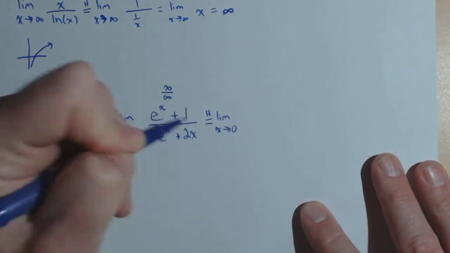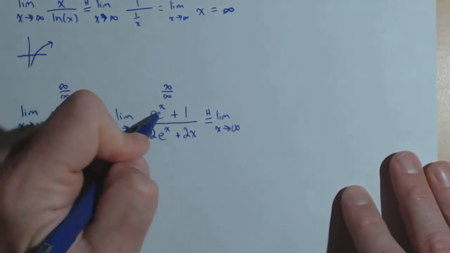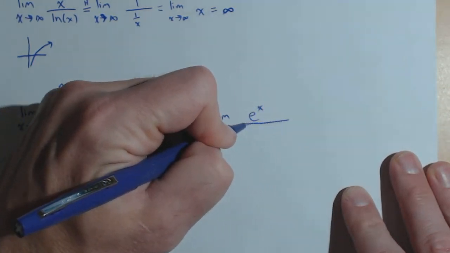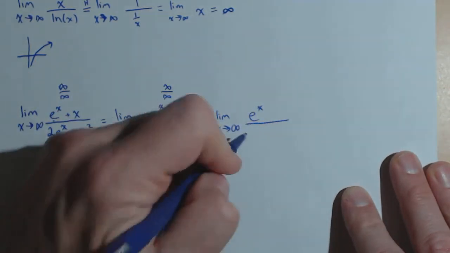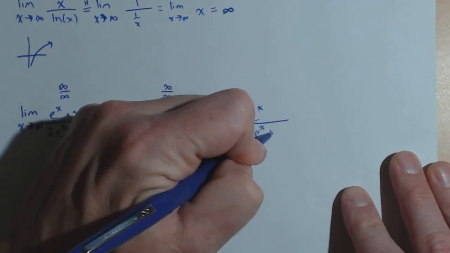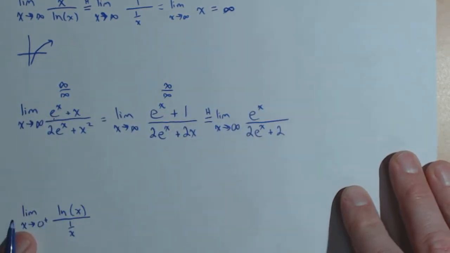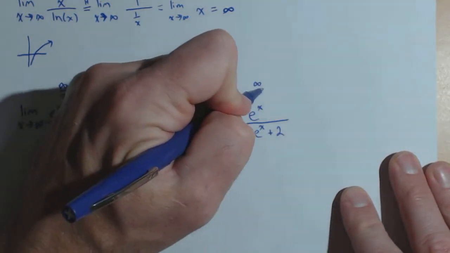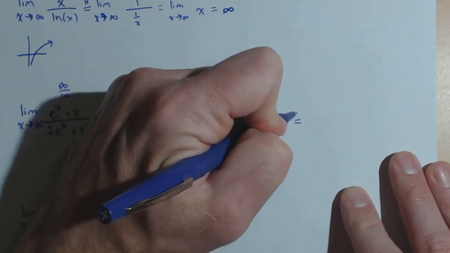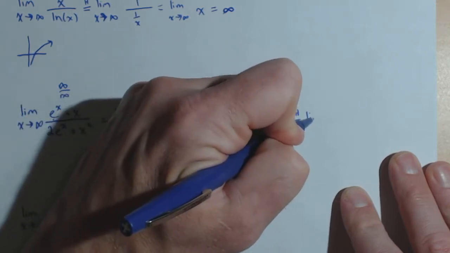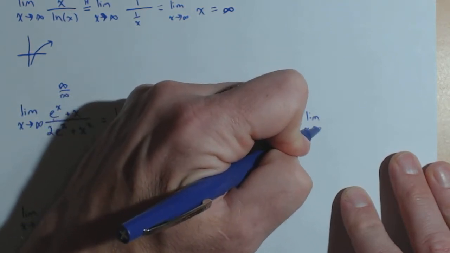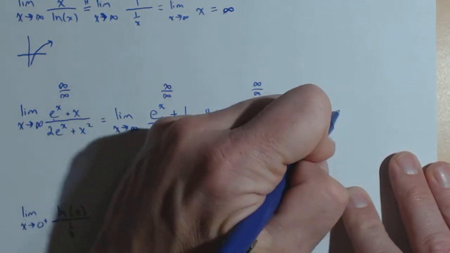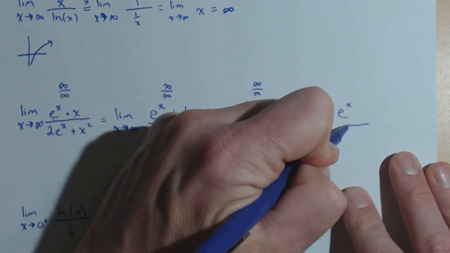Limit as x goes to infinity. Well, the derivative of e to the x is still e to the x, and the derivative of 1 is 0, so it goes away. And here, 2e to the x plus 2. Once again, we've got an infinity over infinity case. So we're actually going to use L'Hopital's rule again and see if we get a more simplified piece to take the limit of. Well, the derivative of e to the x, again, is e to the x.